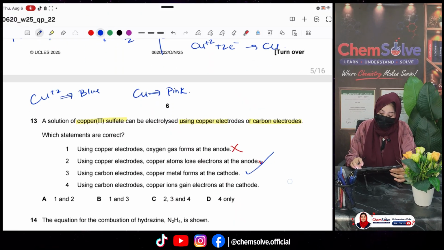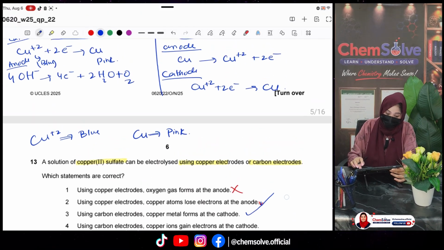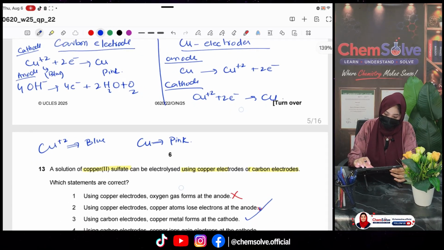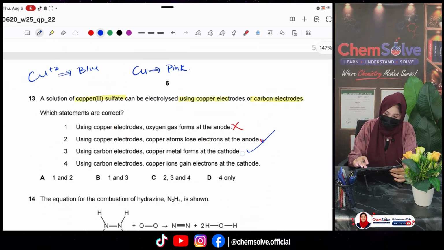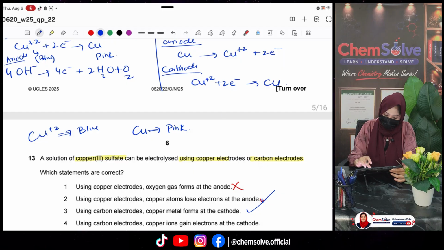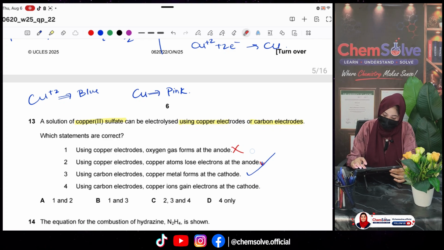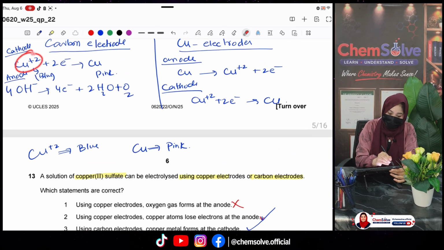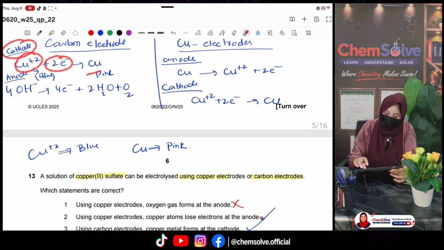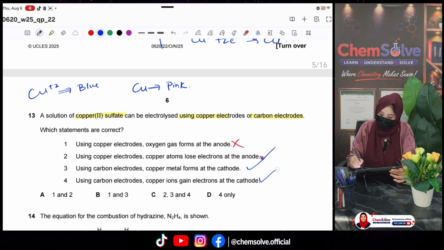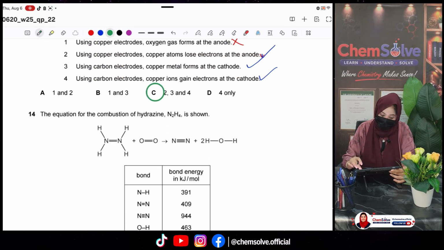Using carbon electrode, copper ions gain electrons at the cathode. So you can see this is the carbon electrode, and at the cathode, copper is gaining electrons. So again, this is the correct statement. That's why statements 2, 3 and 4 are the correct ones, and it makes option C the correct one.